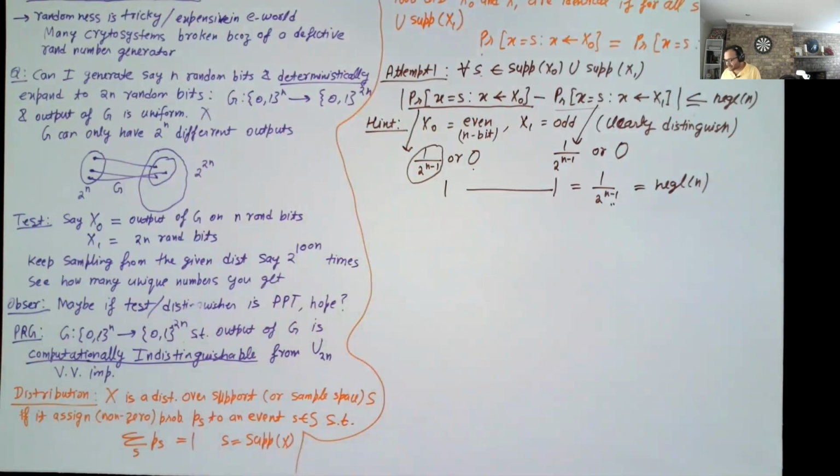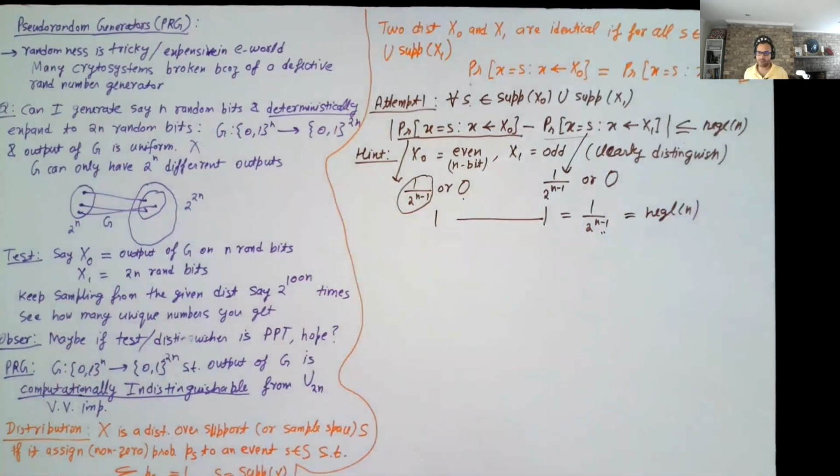Does this mean that the sample space of identical distributions should be the same? Yes. From this identical distribution definition, it follows that the sample space should be the same.